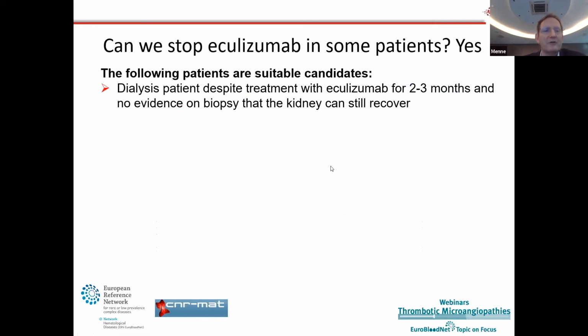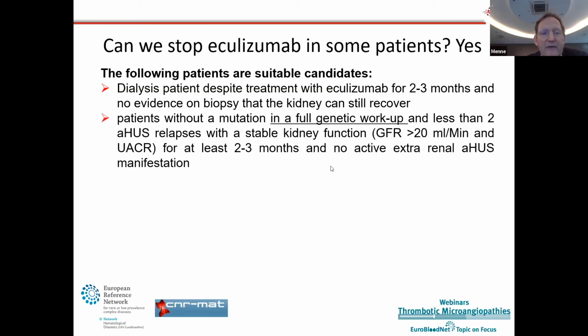So my own conclusion is: can we stop eculizumab in some patients? Yes. We stop it in dialysis patients when, after 2 to 3 months, they still have a lot of damage on biopsy. When they have no mutation with a full genetic workup, including what I just mentioned, and less than 2 hours of hemolysis, with stable kidney function for at least 2 to 3 months and no active extrarenal manifestation, then we would also stop it.